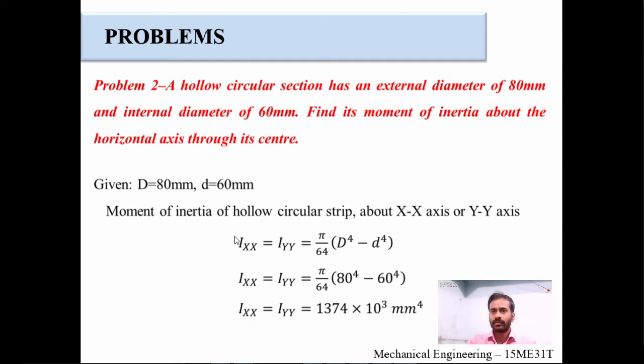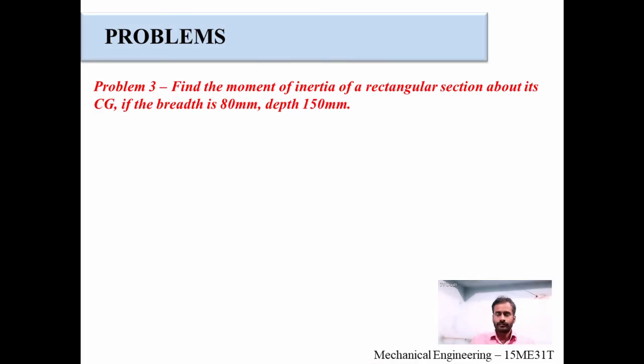So we calculate moment of inertia of the hollow circular section about the xx axis and yy axis, both are the same, that is Ixx is equal to Iyy is equal to pi by 64 into D to the power 4 minus small d to the power 4. Substitute the value of diameters, that is the outer diameter is 80 and the inner diameter is 60. Solving this equation, we will get the moment of inertia about xx and yy is equal to 1374 into 10 to the power 3 mm to the power 4.